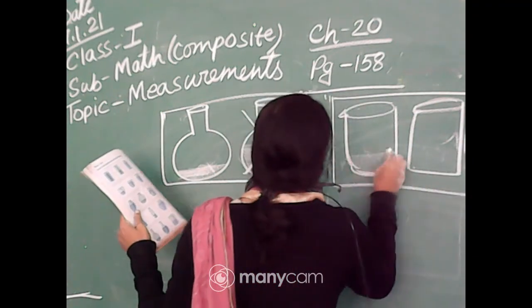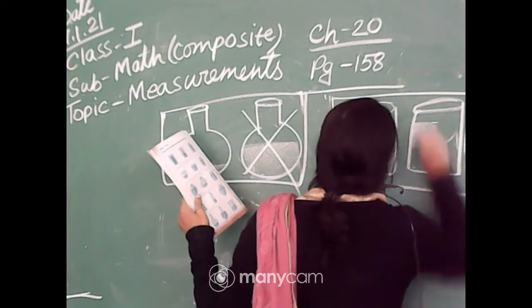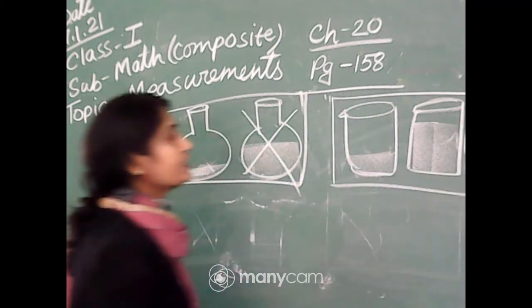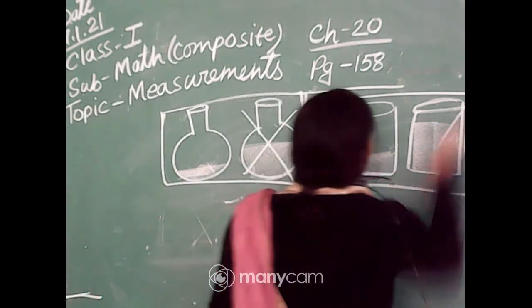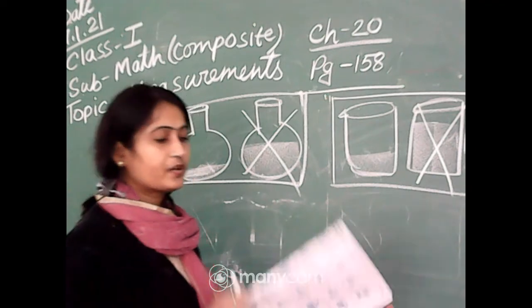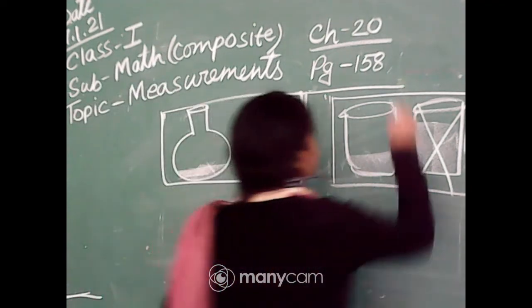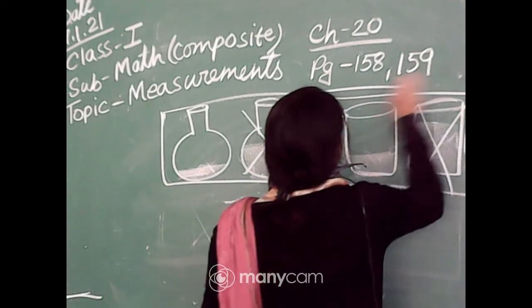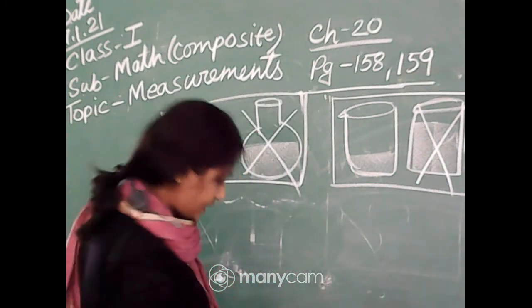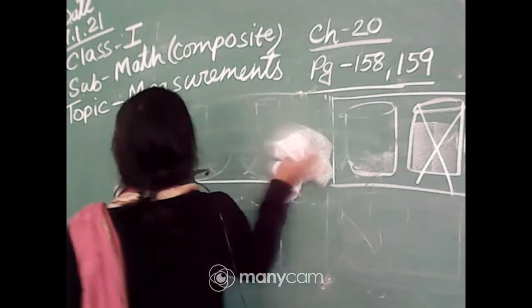So next one, first one is this much and the second one is this. So which has more? You have to cross this. Now you all please turn over the next page, page number 159. Then we can complete this chapter today.